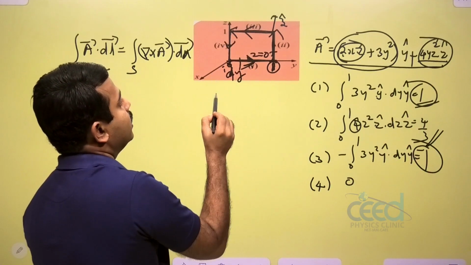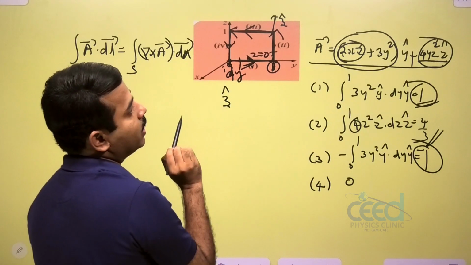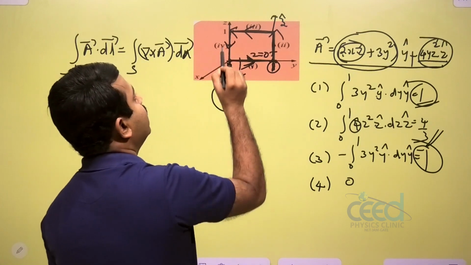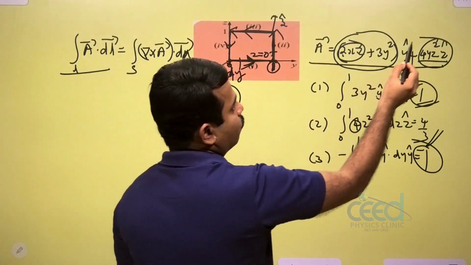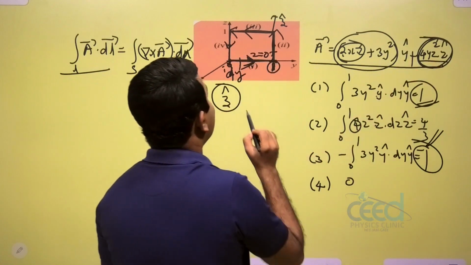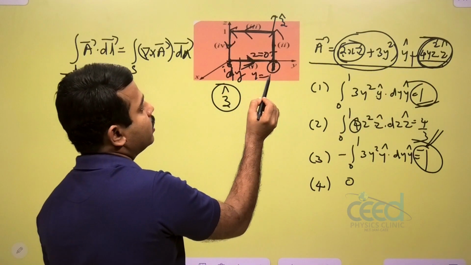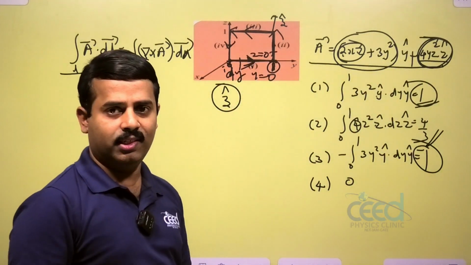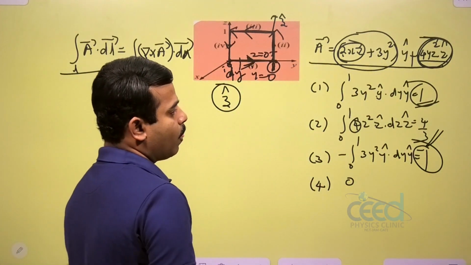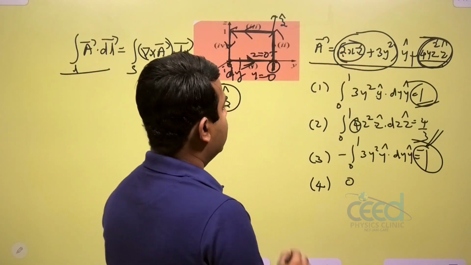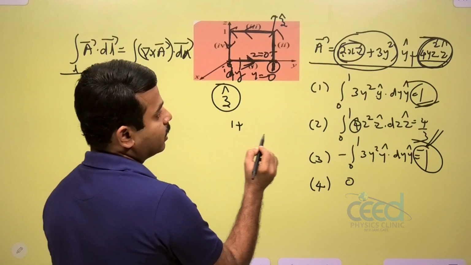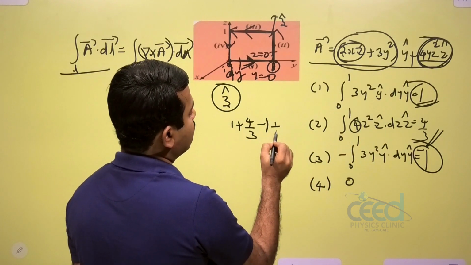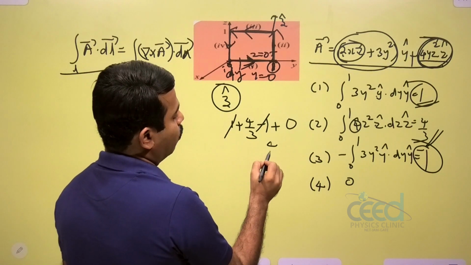Now what about this? This is in the z cap direction but y is equal to 0. That means it is in the z cap direction only, located on the z axis. When you put y coordinate 0 here, this integral vanishes, so it is 0. Now add these all: 1 plus 4 by 3 minus 1 plus 0. What is the answer? 4 by 3.